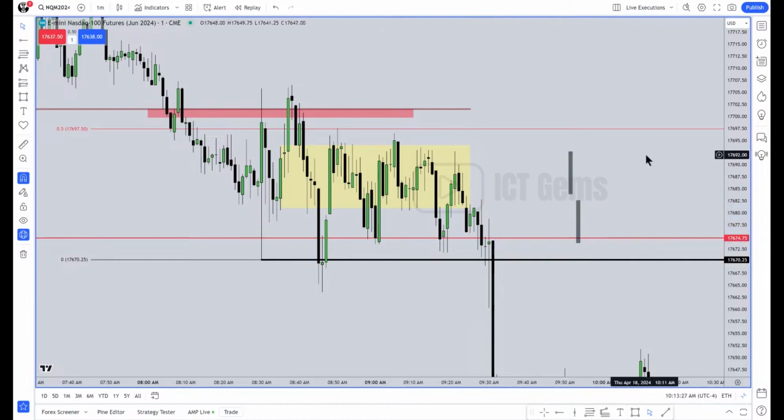Taking the wicks out of the equation, because that's not what we're referring to when we're talking about volume imbalances. The volume imbalance is the difference between the candle that you're looking at and the one prior to it. So it's only two subsequent, immediate candles or time intervals that have a measurement of the open or closing price that do not touch.